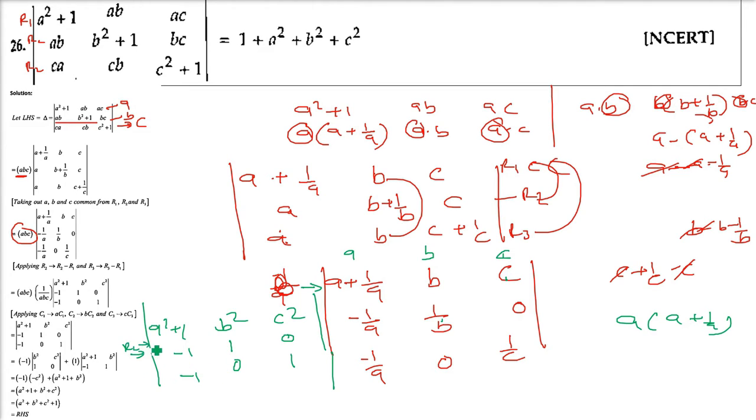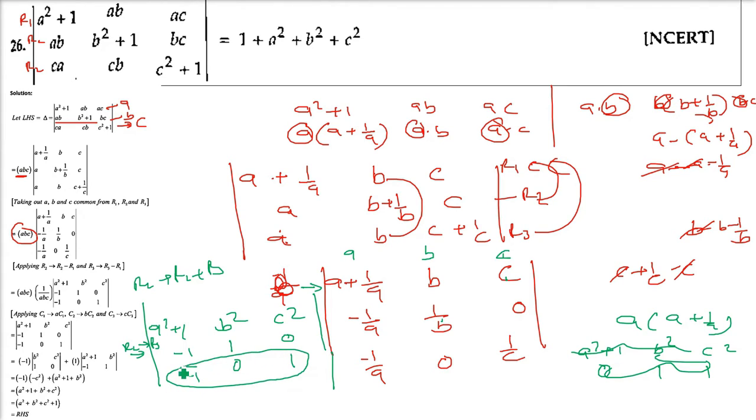So if you do this, see row 2, if you change row 2 to row 2 plus row 3, what do you get? See, a square plus 1, b square, c square. We are doing row 2 plus row 3. So minus 1 plus 1 will be 0, 1 plus 0 is 0, 1 and 1. So there is no point. So I am just cancelling it. I am not doing it. Right? So we'll just open it like this because there is no use of doing any kind of properties application.